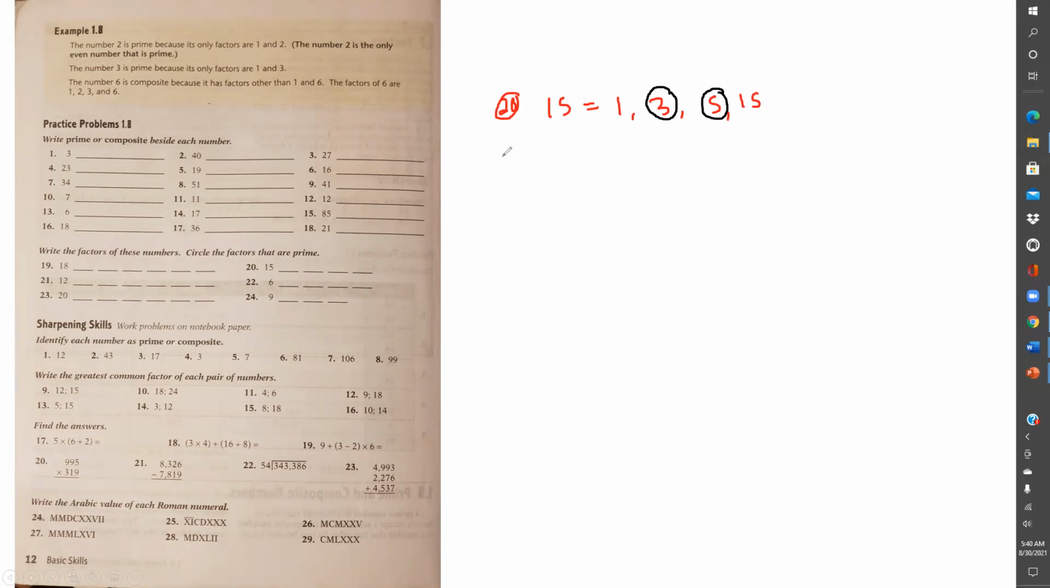And we'll do one more. Number 22 is 6. And we know we've got 1 times 6 and 2 times 3. And then our prime numbers would just be 2 and 3. 2 is prime, 3 is prime.